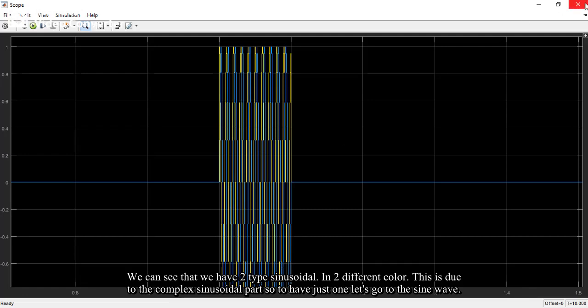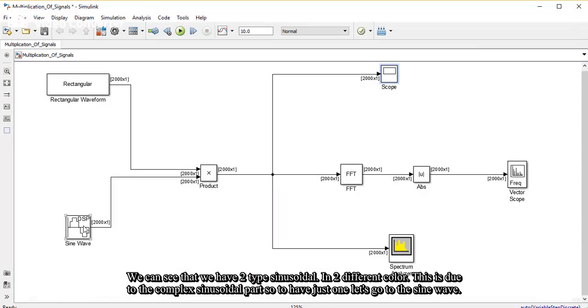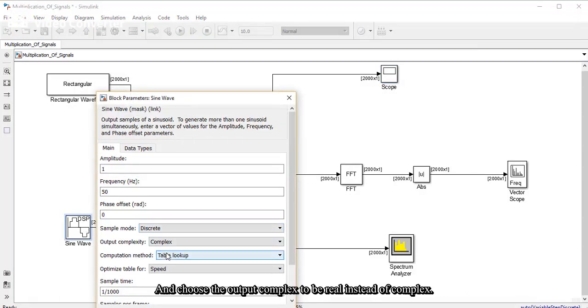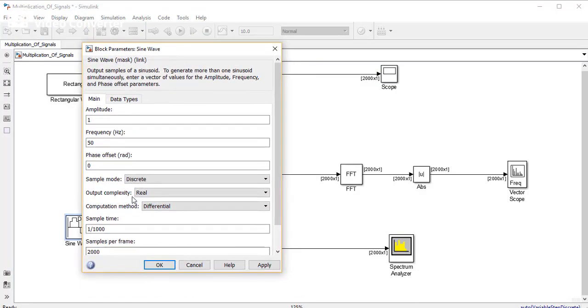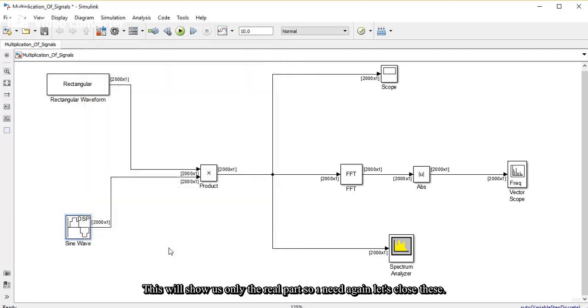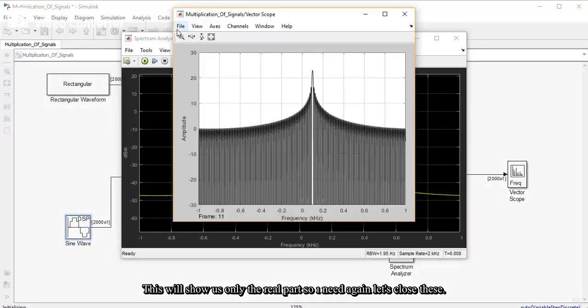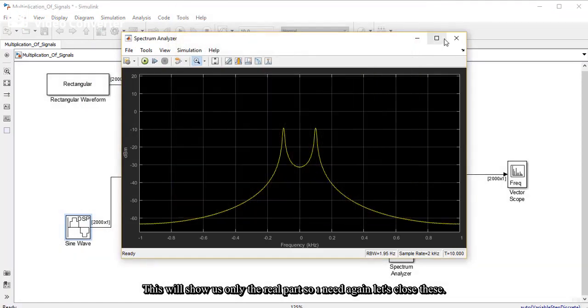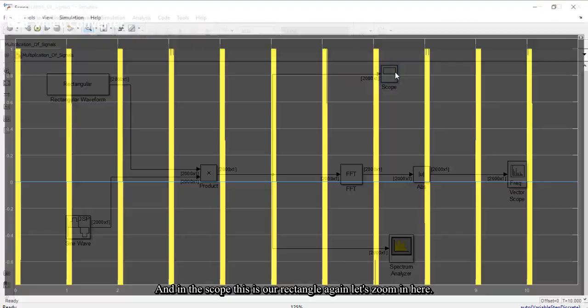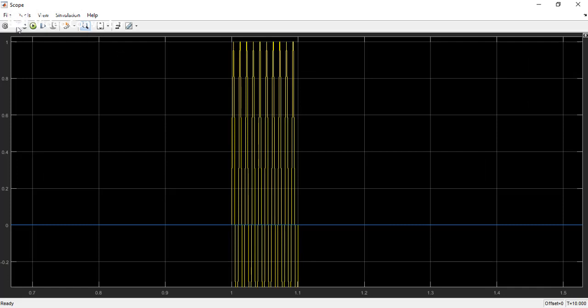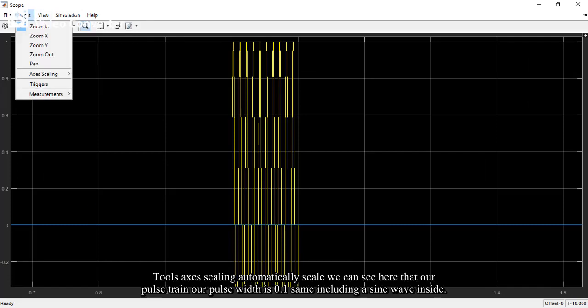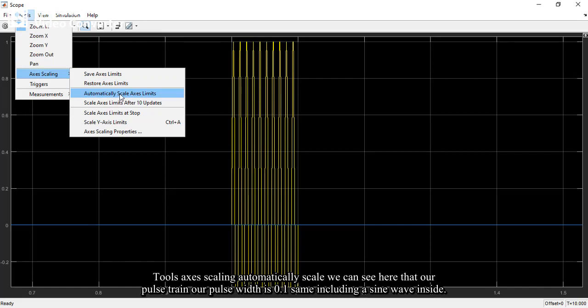So to have just one, let's go to the sine wave and choose the output complexity to be real instead of complex. This will show us only the real part. So running it again, let's close this and open the scope. This is our rectangular train again. Let's zoom in here. After zooming, let's go to view, tools, axis scaling, automatic scale.